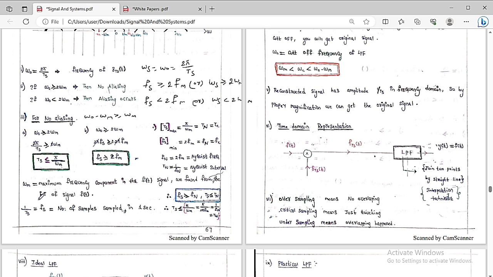Then, what is the variable omega m? Omega m, or fm, is the maximum frequency component present in the signal f of t. And that we are going to obtain with the help of the Fourier transform of the signal f of t.